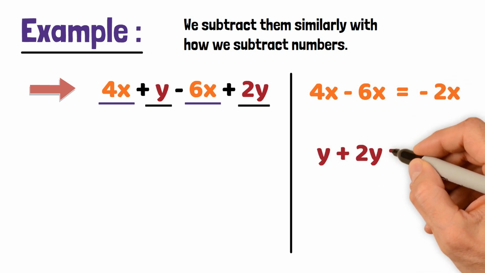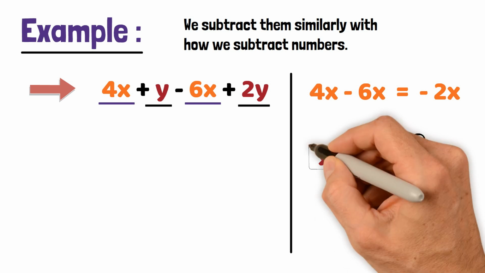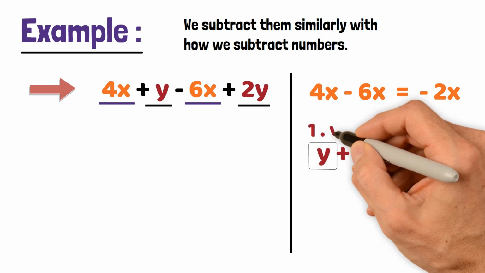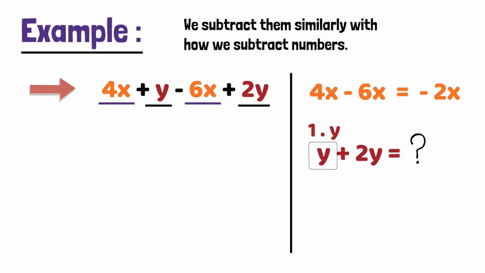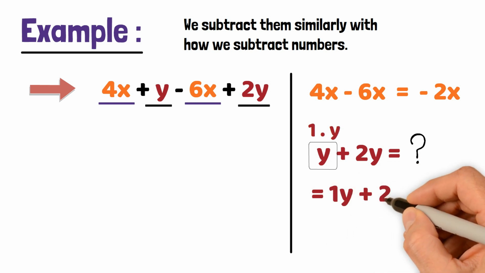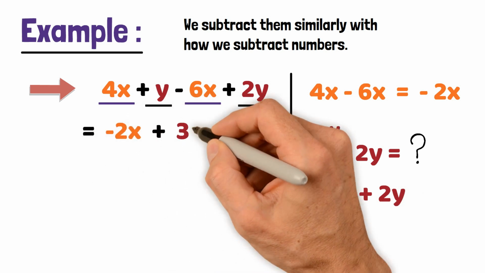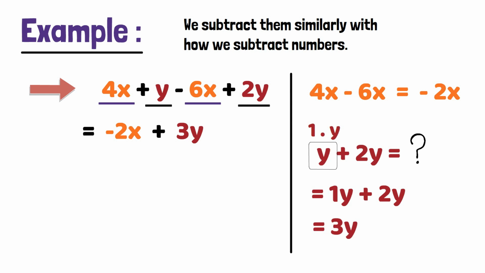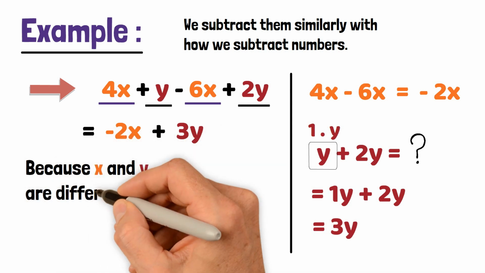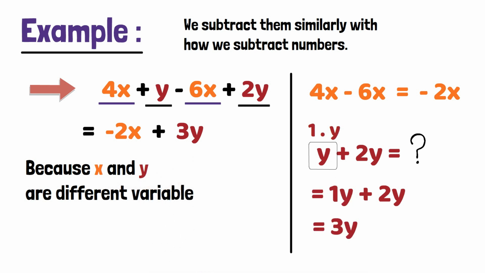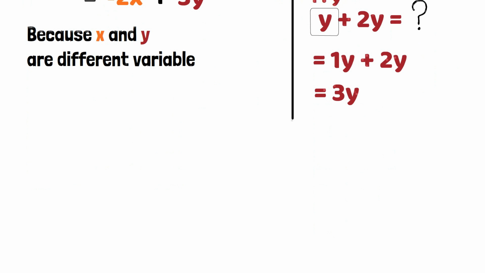How do we combine y plus 2y? Here's a useful trick. We can think of y as 1y because 1 times anything does not change it. So 1y equals y. Therefore, y plus 2y is the same as 1y plus 2y, which is 3y. Our original algebraic expression simplifies to negative 2x plus 3y. Note that we cannot simplify this any further because x and y are different variables, hence different terms, so they cannot be mixed together. Maybe the following computation will illustrate why we can't combine unlike terms.